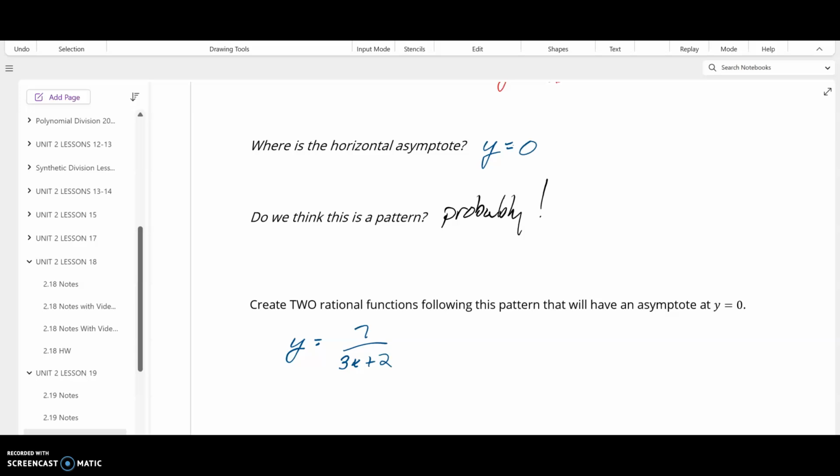My second function, y equals negative 3 over, I don't know, x minus 4. We have the degree in the numerator is 0, the degree in the denominator is 1. These two functions should have non-vertical asymptotes at y equals 0. Okay, so it appears that there is a pattern. The rest of the lesson should point out that pattern to us.